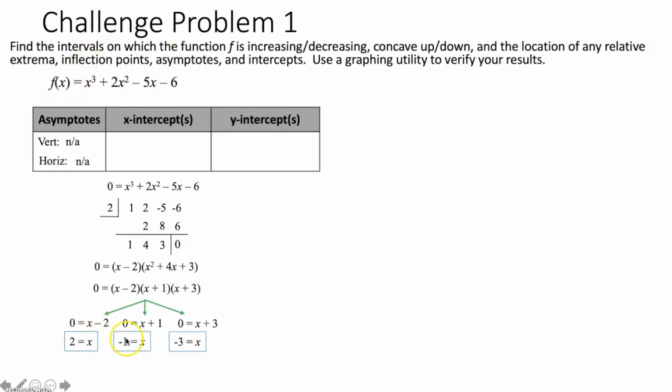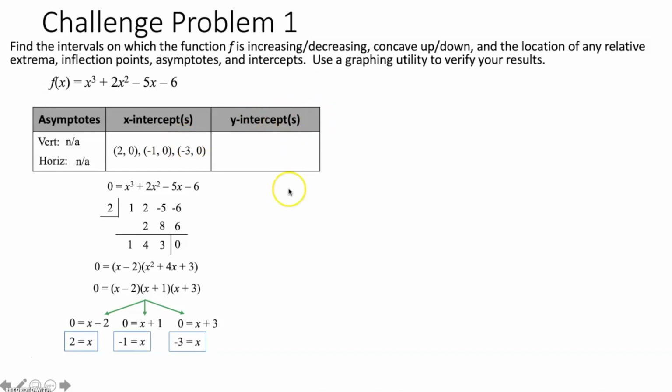Now remember, roots are the same as x-intercepts, which are the same as zeros. So to write these as points, this is going to be the point (2, 0). This is going to be the point (-1, 0). This is going to be the point (-3, 0). Those are going to be my x-intercepts.